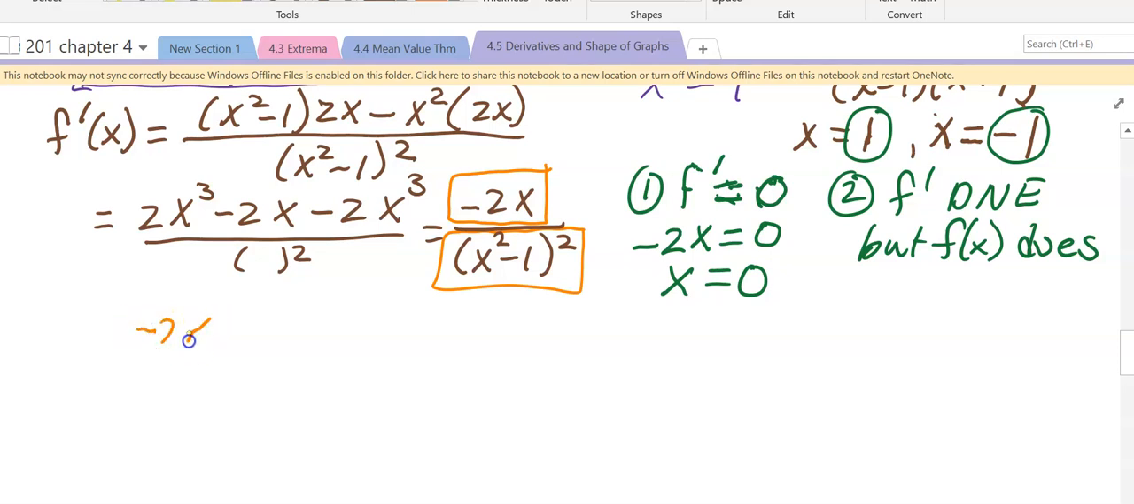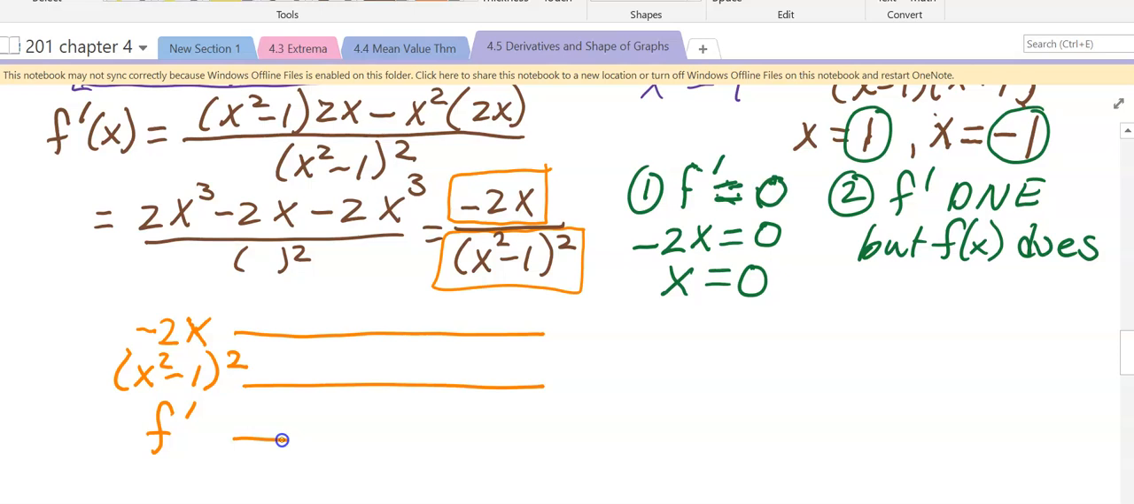That gives me a row for the original monomial factor, minus 2x, and a row for the binomial factor, (x squared minus 1) quantity squared. Then I need a row for the combination, which gives me the entire first derivative. I draw 3 number lines. I only had one critical value at x equals 0, which I'll put more or less in the center of my picture. Now I need to analyze the signs.